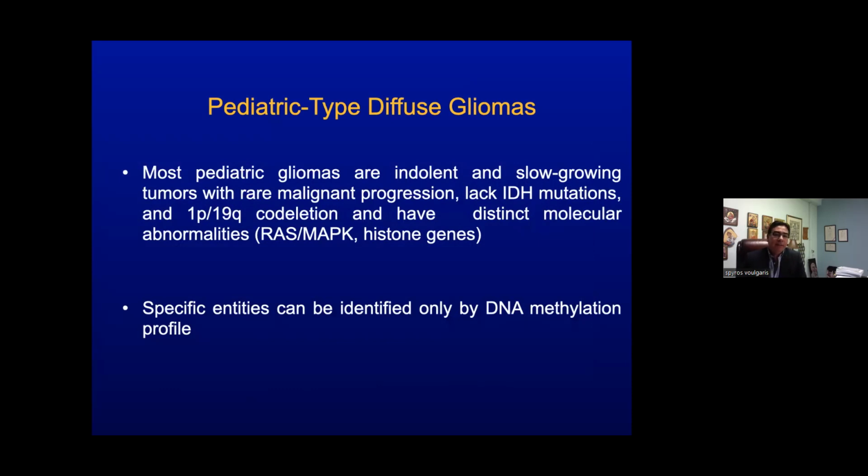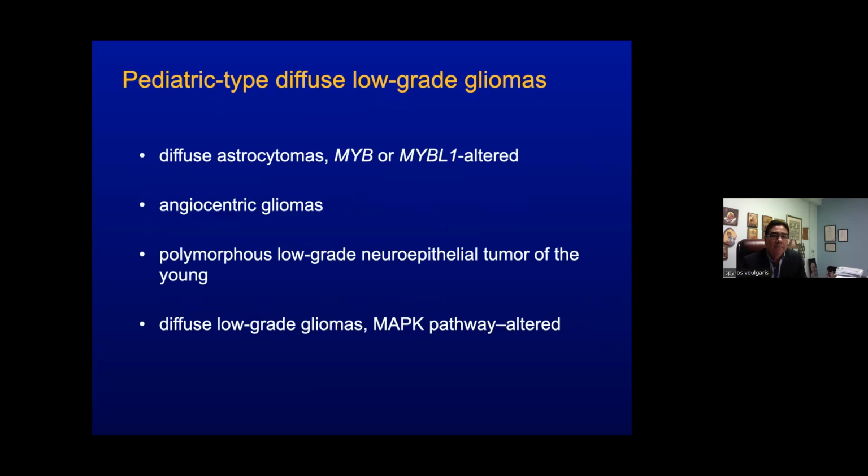Pediatric-type diffuse gliomas. Most pediatric gliomas are indolent and slow-growing tumors with rare malignant progression, lack IDH mutations and 1p/19q codeletion, and have distinct molecular abnormalities like RAS, MAPK, or histone genes. Specific entities can be identified only by DNA methylation profile. Here we can see the low-grade diffuse gliomas of pediatric type. We have diffuse astrocytoma, MYB or MYBL1 altered, angiocentric glioma, polymorphous low-grade neuroepithelial tumor of the young, and diffuse low-grade glioma, MAPK pathway altered.